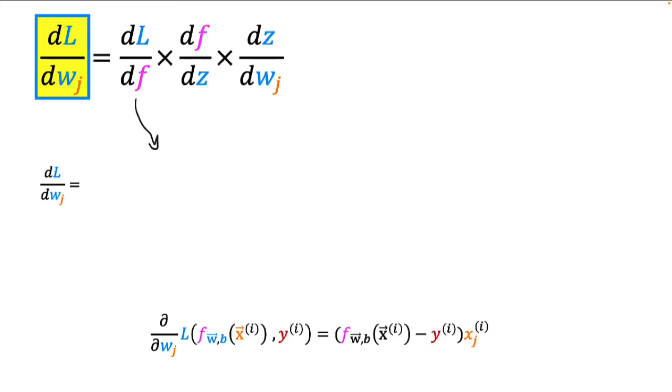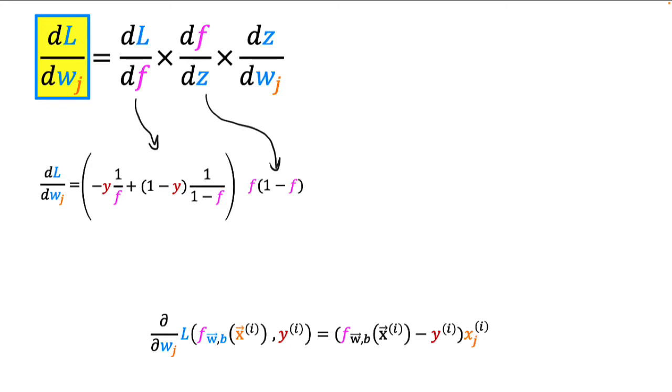Well, the derivative of the loss with respect to f is this expression, which we saw in a previous video. And then the derivative of f with respect to z is this expression, which we also saw in an earlier video. And the derivative of z with respect to wj is this expression here, just x sub j, which we also saw previously. So we'll just multiply these together and then we'll get what we're looking for.